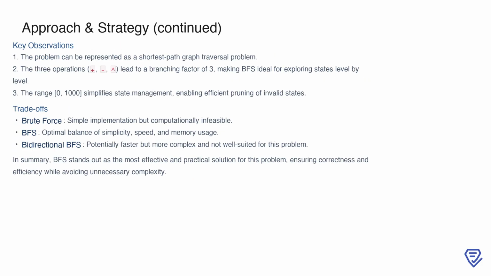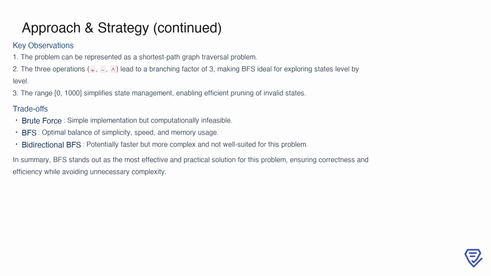To summarize, this problem can be modeled as a shortest path graph traversal where each state represents a number, and the edges correspond to the 3 operations. The branching factor is 3 due to the operations, and the state space is limited to the range 0 to 1000, which simplifies state management and allows for efficient pruning of invalid states.